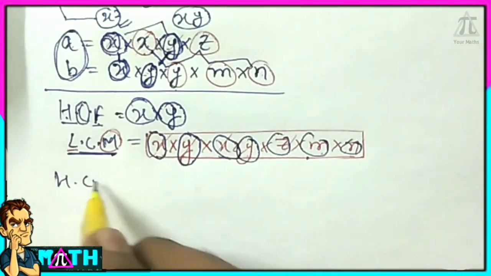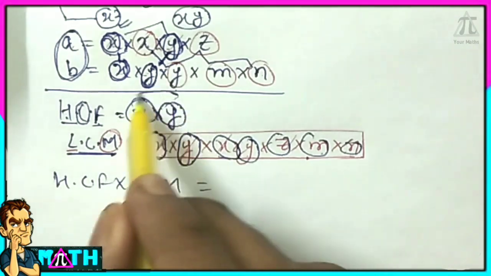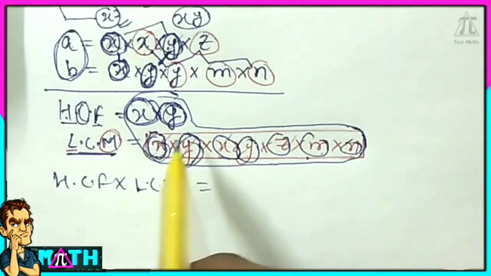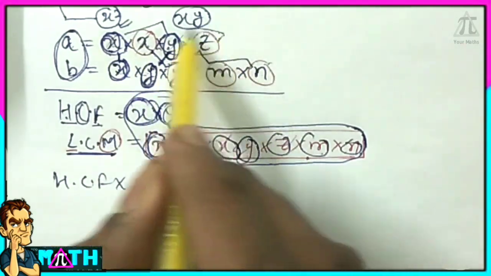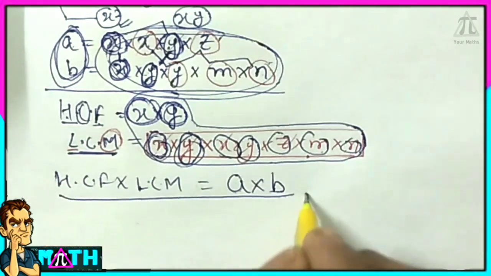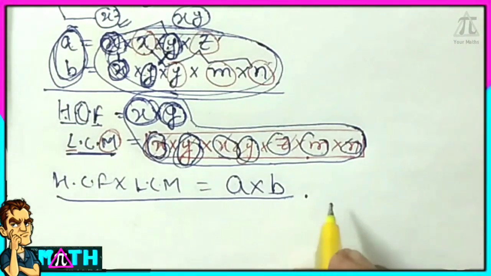Now as you can see, in the HCF we have one time the common prime factor, and in the LCM we have one time the common prime factor. That means we have all the common prime factors and the remaining factors. That means we have multiplied all the prime factors of a and b. It means it's a into b, and you have proved that HCF into LCM is the product of the two numbers.